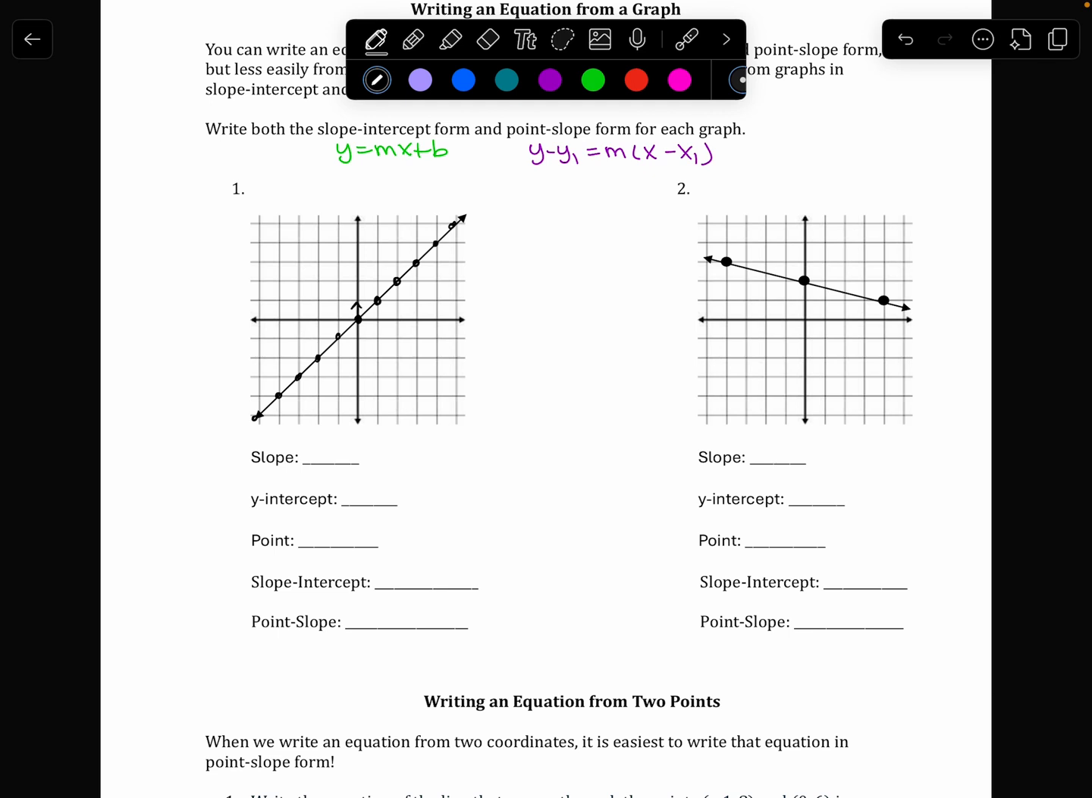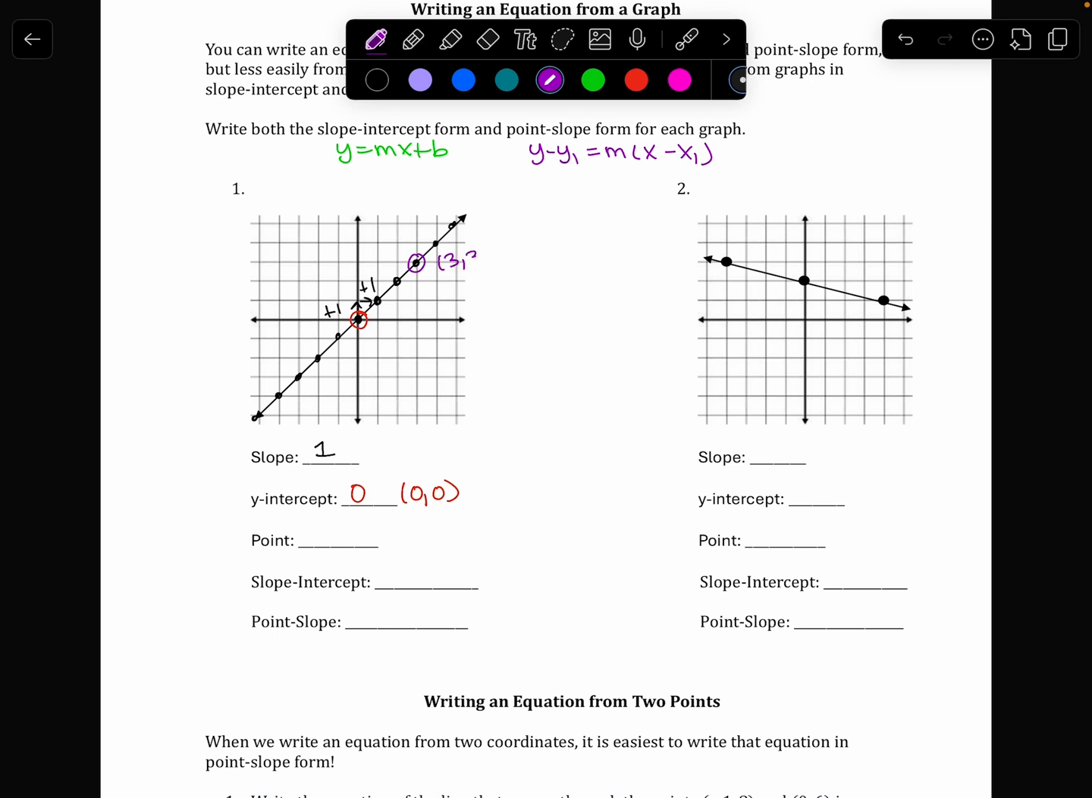And it looks like our points are all over here. So our slope is going to be rise over run. I'm going up 1 and to the right 1. Those are both positive directions, so my slope is 1. My y-intercept is where my graph crosses the y-axis, which happens to be at 0. You could also write this as a coordinate if you wanted to, 0, 0.